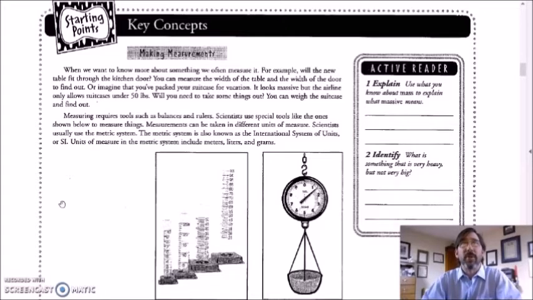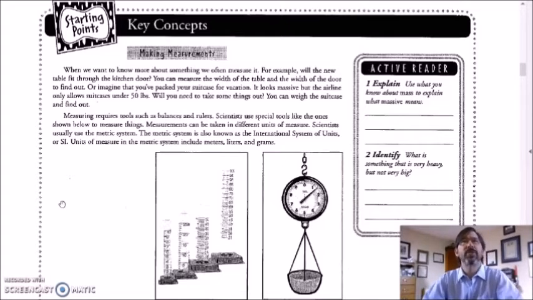When we want to know more about something, we often measure it. For example, will the new table fit through the kitchen door? You can measure the width of the table and the width of the door to find out. Or, imagine that you've packed your suitcase for vacation. It looks massive, but the airline only allows suitcases under 50 pounds. Will you need to take some things out? You could weigh the suitcase and find out.